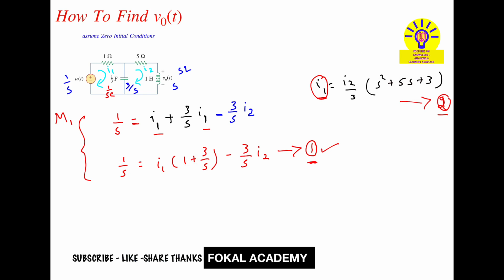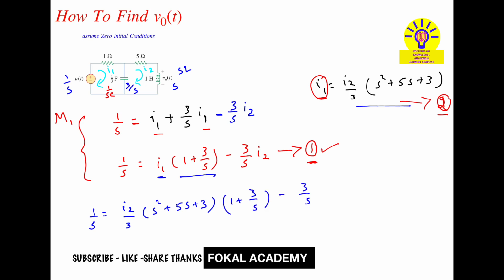So now it becomes 1 by s as it is, that's equal to, in the place of I1 I am going to write this equation, that is I2 by 3 into s square plus 5s plus 3 into this term, it is 1 plus 3 by s minus 3 by s I2. Now in this equation bring I2 outside, meaning we want the I2 value in terms of s. Now let's see how to do it.